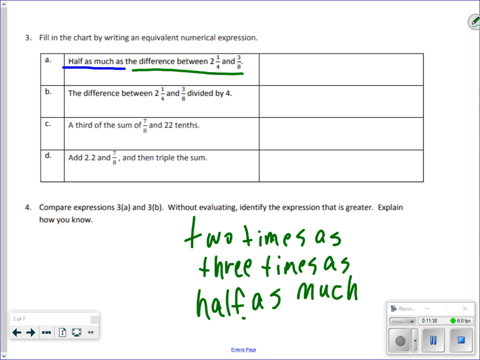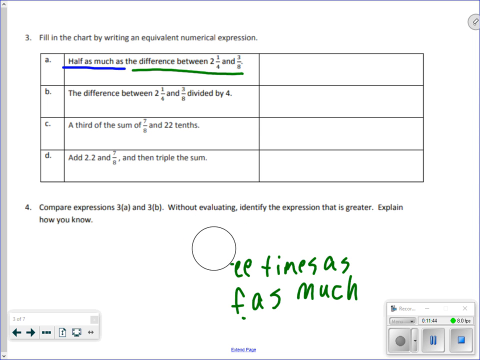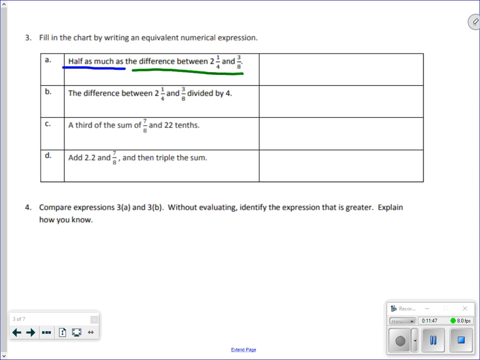Because you were not talking about it. I didn't talk you out of it. You talked yourself out of it. You were right. You were saying division. I was trying to talk you out of that. Half as much as.